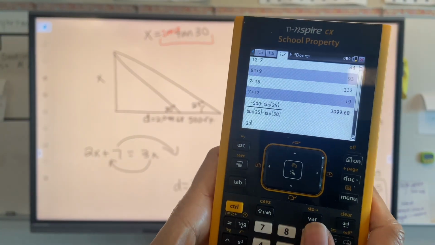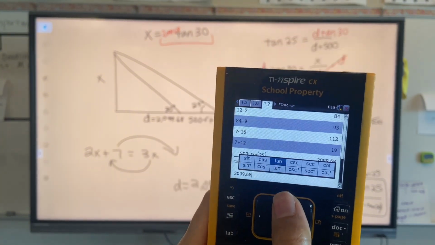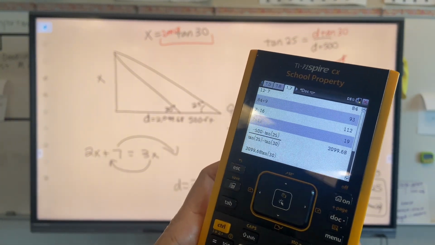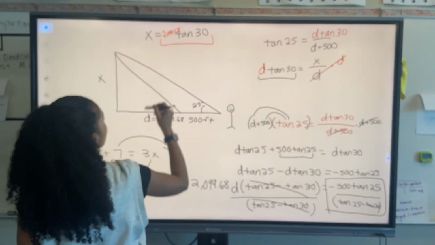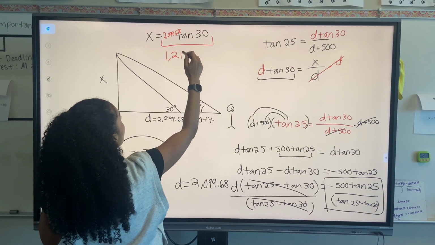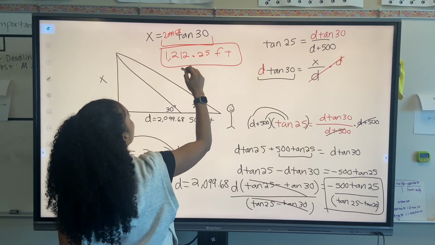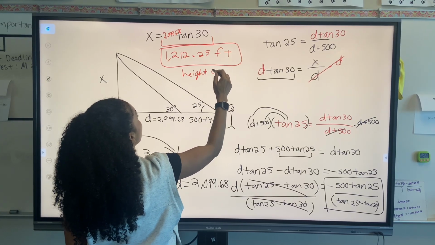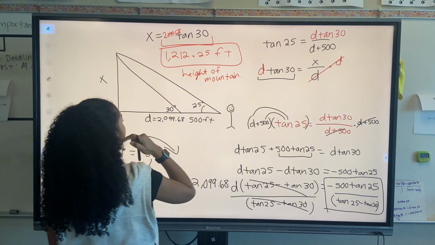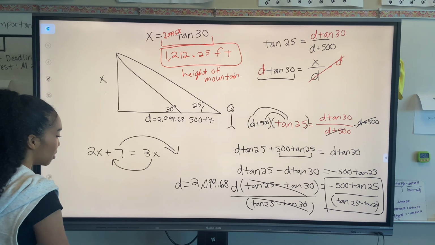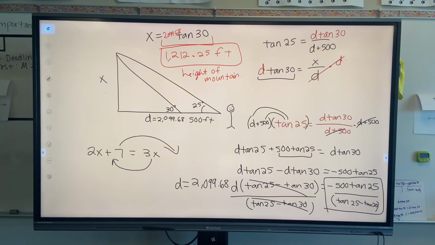So this is 2,099.68. You should get 1,212. So this is the height of the mountain. This is all the algebra you must do if you're not given enough information about the sides. So that was a challenge problem.